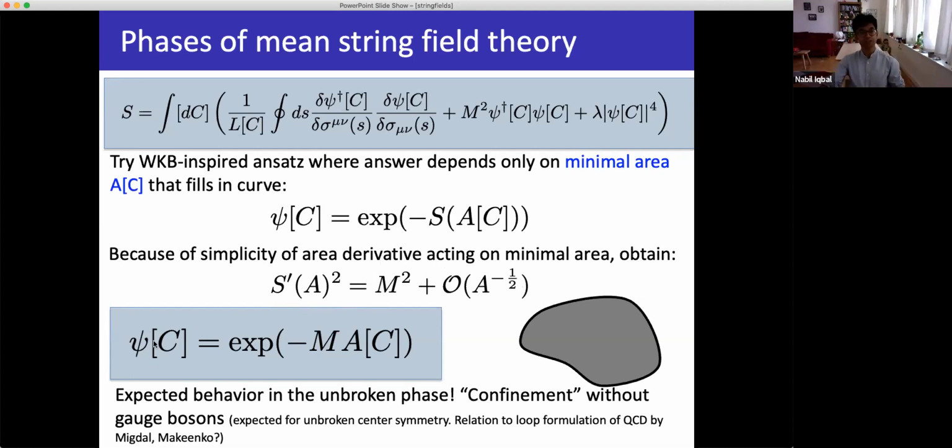And so the string field then in the unbroken phase behaves like an area law. Okay. So this is really a genuine area law where this area is a minimal area. And this is, of course, exactly the expected behavior in the unbroken phase.